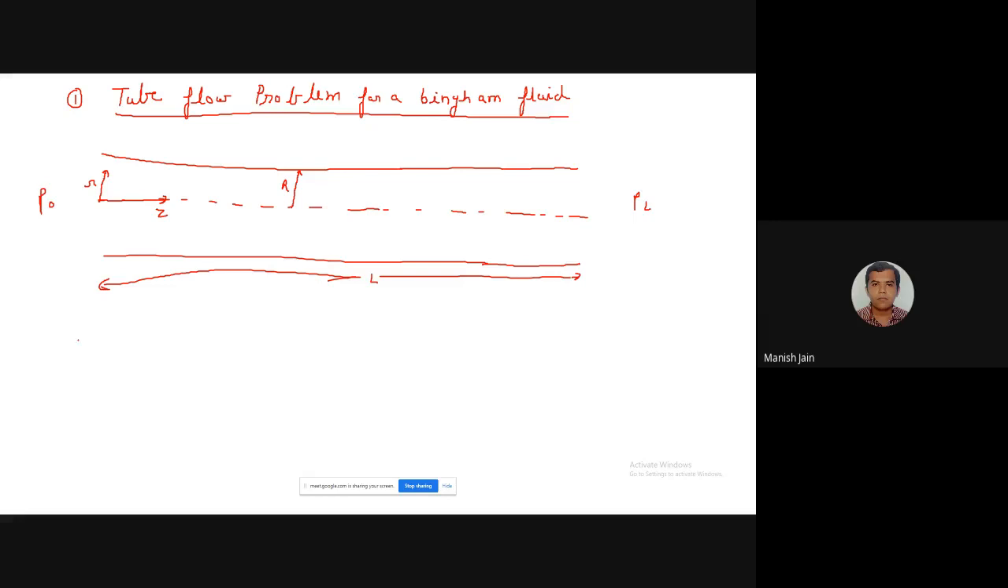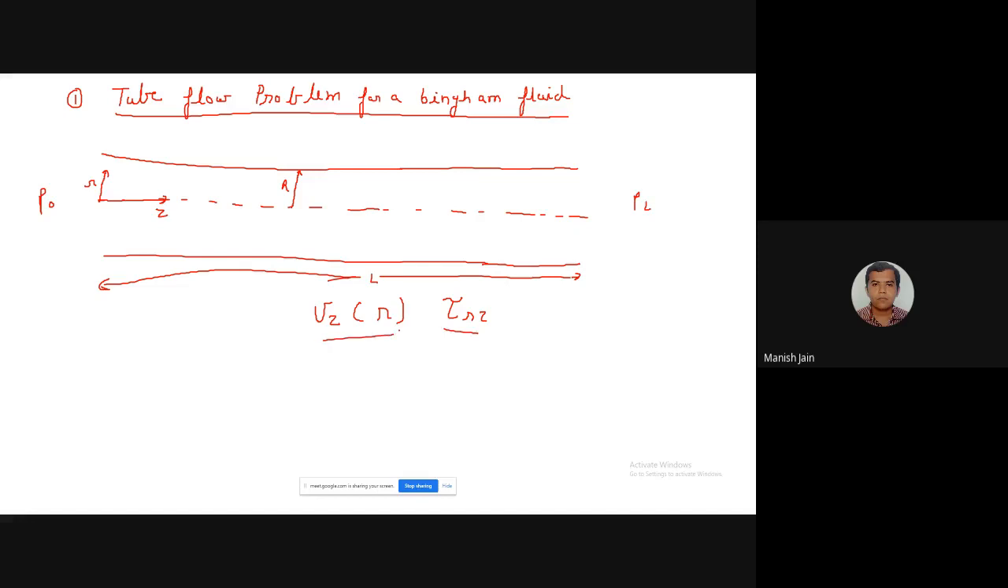Okay, then you have to write the velocity profile like the previous case. So you have the velocity Vz, which will depend upon R only, other components will be zero, and you have the shear stress component tau Rz, which is not zero. Other eight components are zero. Okay, so these are the two quantities.